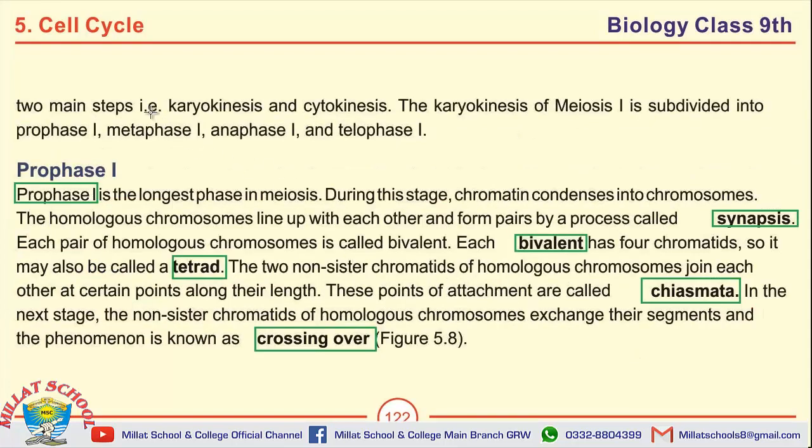The next question is, what are the two main steps of meiosis 1? Those are karyokinesis and cytokinesis. In what phases the karyokinesis of meiosis is subdivided? Karyokinesis of meiosis 1 is subdivided into prophase 1, metaphase 1, anaphase 1 and telophase 1. The next topic is prophase 1, that can be selected as a long question separately as well.